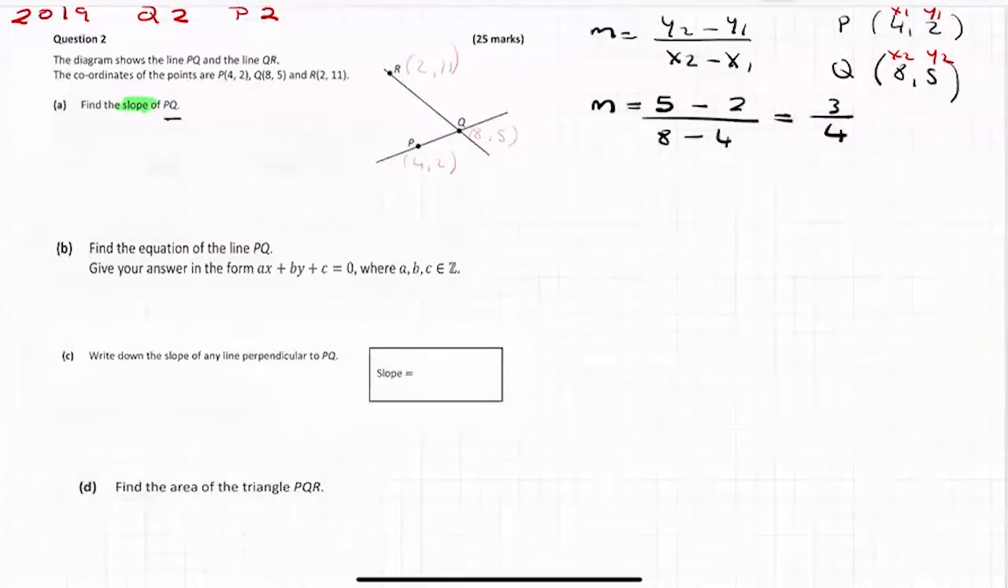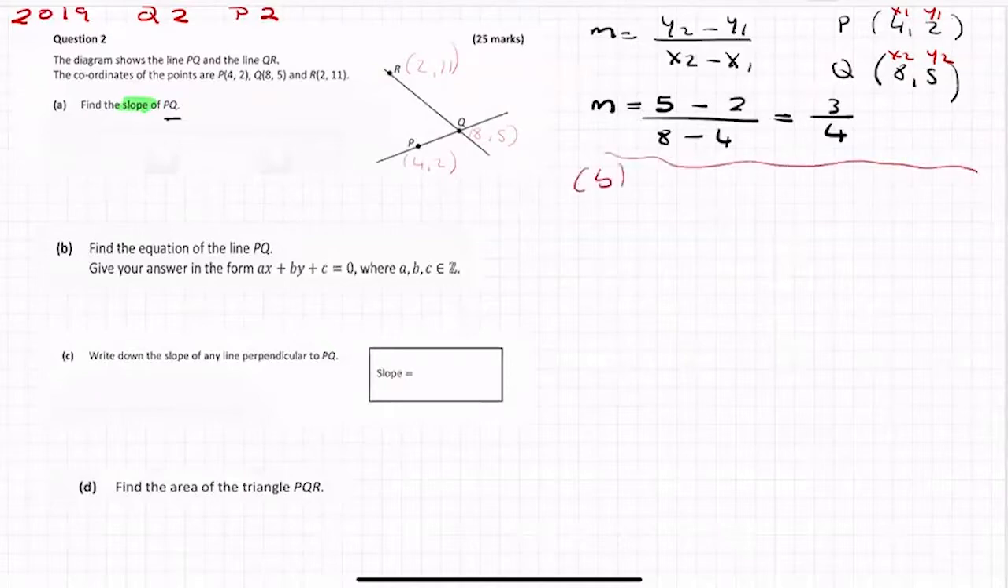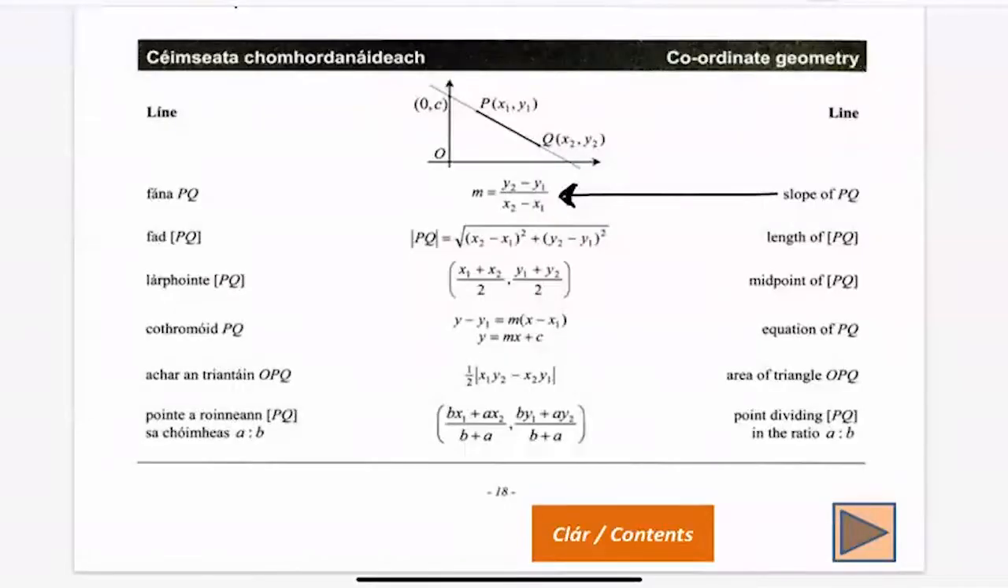If I got a slope of RQ, then I would expect it to be a negative slope because it's going down. So I got a positive answer for that. I'm not sure if the 3/4 is right, this is me now as a student, but I know it's positive, so I have a little bit of faith in my answer. Okay, so that's the slope of PQ. The next question then asks you to find the equation of the line PQ. So back I go to my log tables.